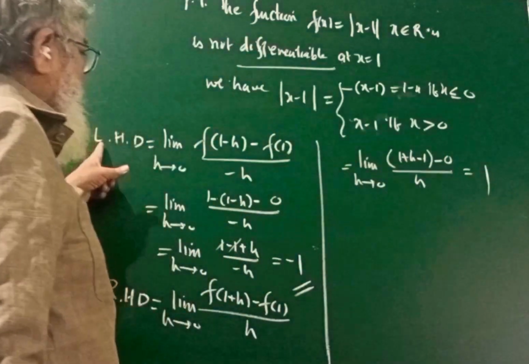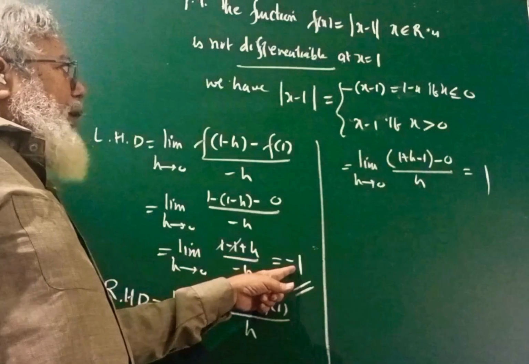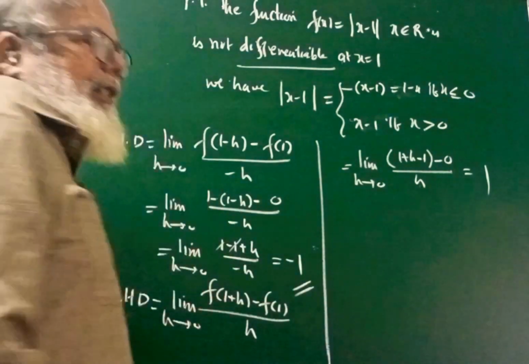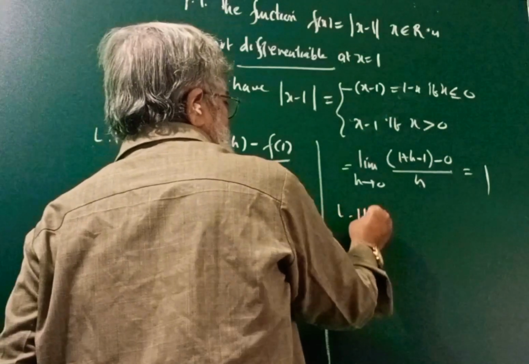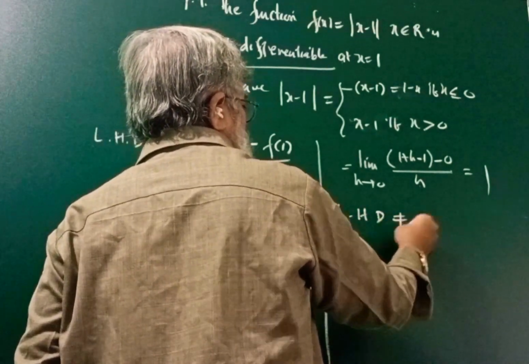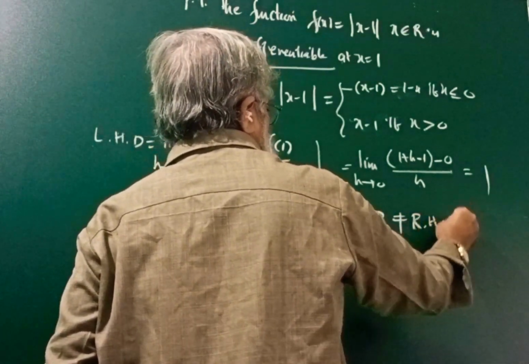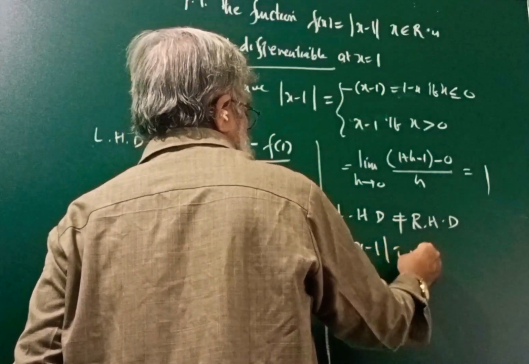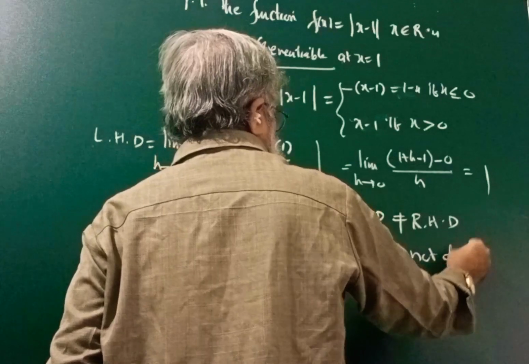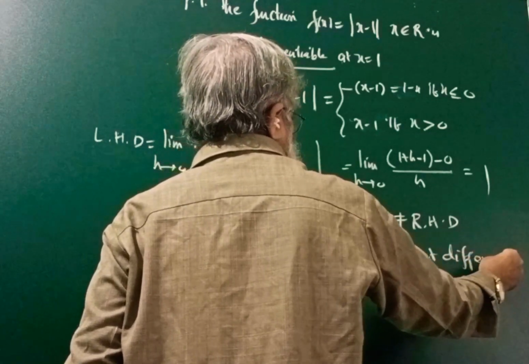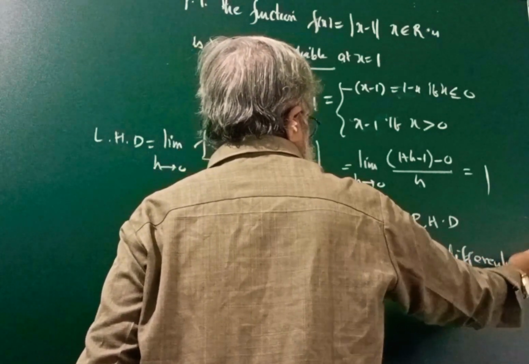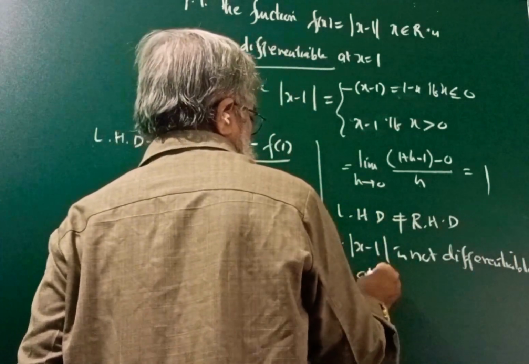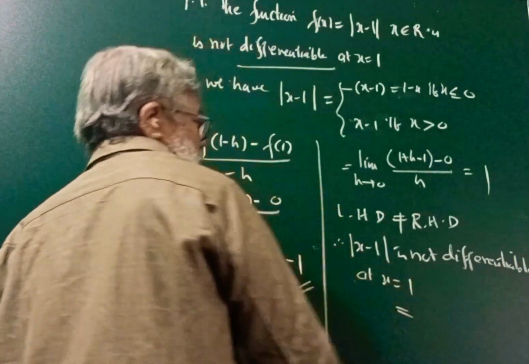Again you can see left hand derivative is equal to minus 1, right hand derivative is equal to plus 1. They are not the same. Therefore left hand derivative is not equal to right hand derivative. Therefore mod of x minus 1 is not differentiable, it does not have a derivative. Not differentiable at x is equal to 1, which proves the given problem.